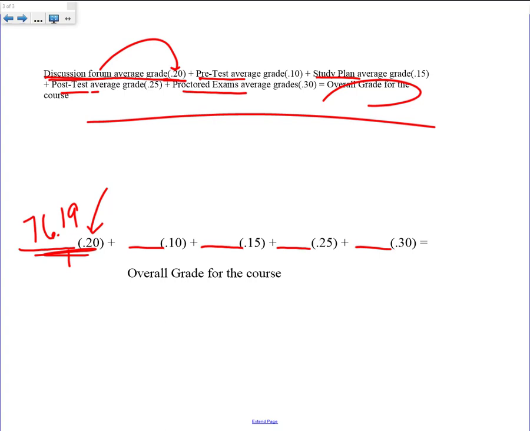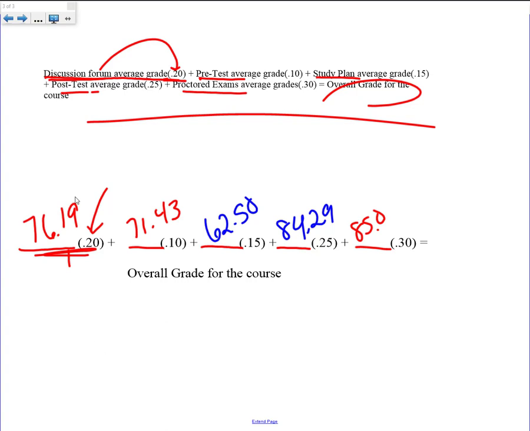It looks like the tests, the pre-tests were a 71.43. The study plans were a 62.50. The post-tests were the next category, which is 25%, and this student has an 84.29. And then the proctored exams is the last category here. The student has an 85.0 for this one.